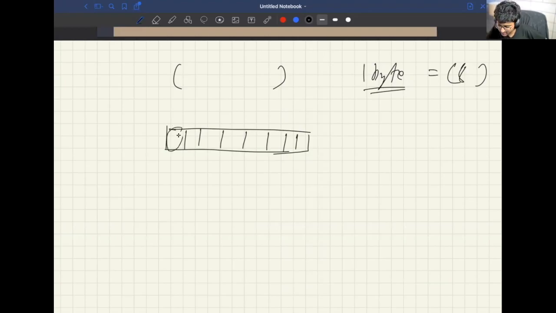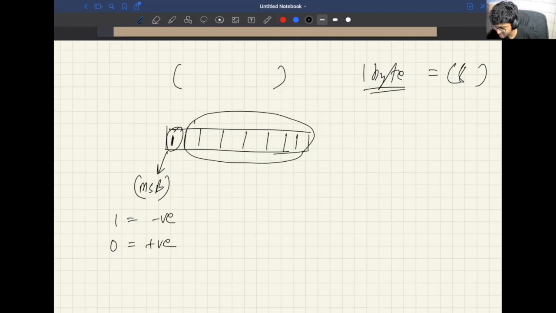This particular bit is known as the most significant bit, MSB. It represents the sign of the number, whether the number is positive or negative. If this is equal to 1, the number is negative. If this is equal to 0, the number is positive. All the other numbers you can only store in the remaining 7 bits. So can anyone tell me how many unique numbers can we store over here?